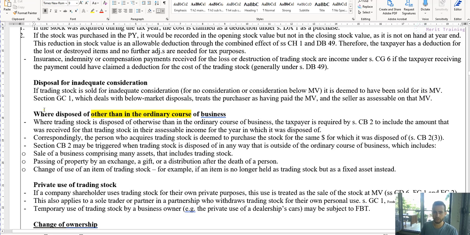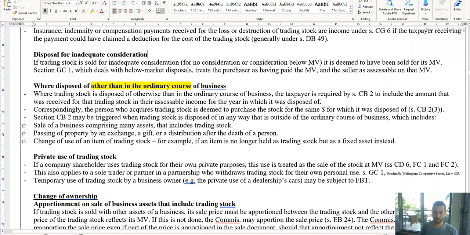But okay, so now we're looking at disposal other than in the ordinary course of business. This is the concept that I wanted to talk to you about earlier, because the definition of trading stock is stock held for the purpose of sale in the ordinary course of business. What about if there's an event which is outside the ordinary course of business? What are some examples? It could be the sale of the business itself. I mean, you're not running a business for the purpose of selling a business. Selling a business is a one-off event which could not be expected. It's not really part of what the business mission is. But by doing that, you can actually dispose of your trading stock, right?